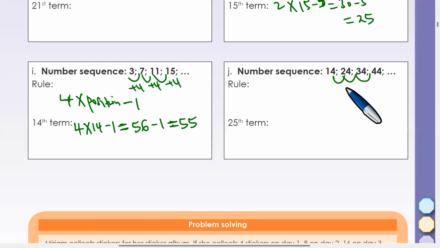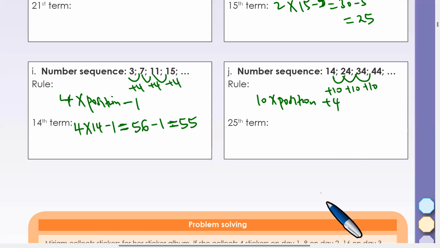Okay, let's look at the rule in J. What is happening in J? So in J, we're adding 10, right? Yes, sir. So what is the rule? It's 10 times the position. To get 14, it's 10 plus 4. It gives 14. Let's check the second term. In the position, you put 2. 10 times 2 is 20, plus 4 is 24. What is the 25th term?